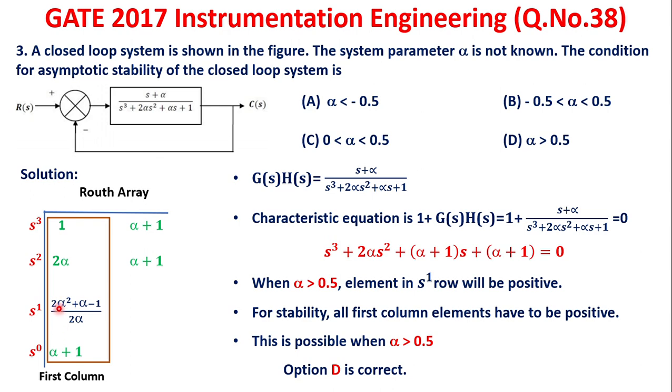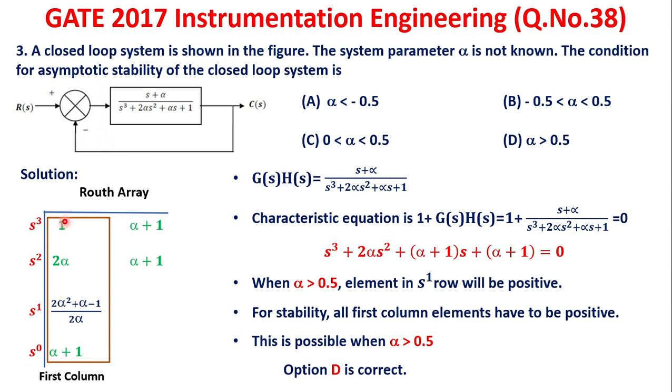So we can find that the system will be stable only when all the first column elements are positive. So here we can find that for any positive value of alpha, this will be greater than 0, this will be greater than 0, but this will be greater than 0 only when alpha is greater than 0.5, because when alpha is just 0.5, this will be 0, less than 0.5 it is negative. So when alpha is greater than 0.5, this will be positive.